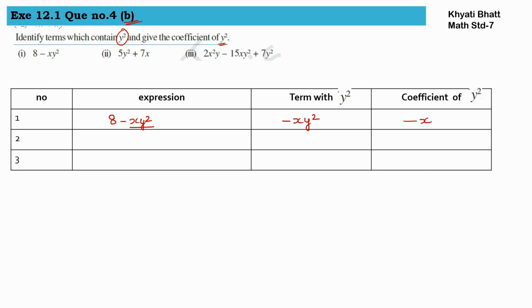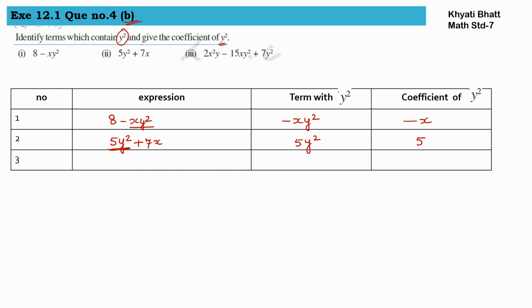Second, 5y square plus 7x. The term with y square is the first term. In the second term the y square is not there, so we are writing only 5y square. Then the coefficient of y square is 5.